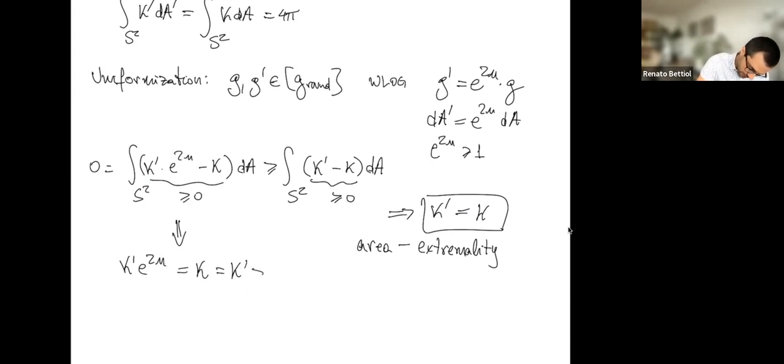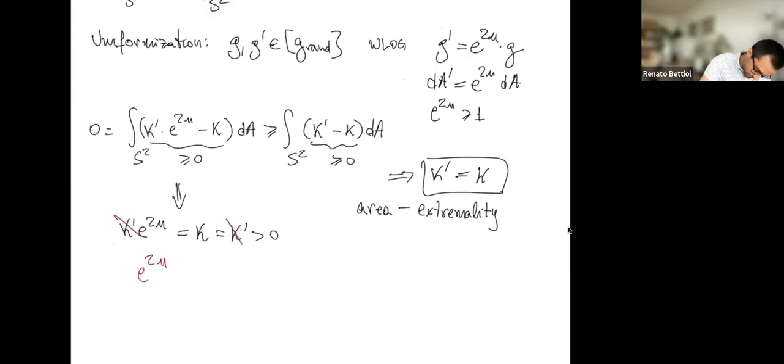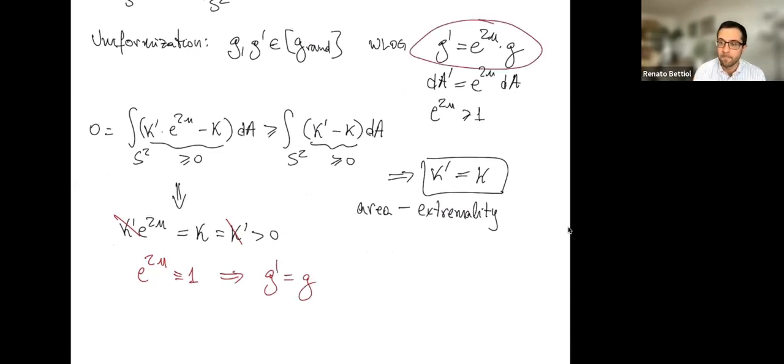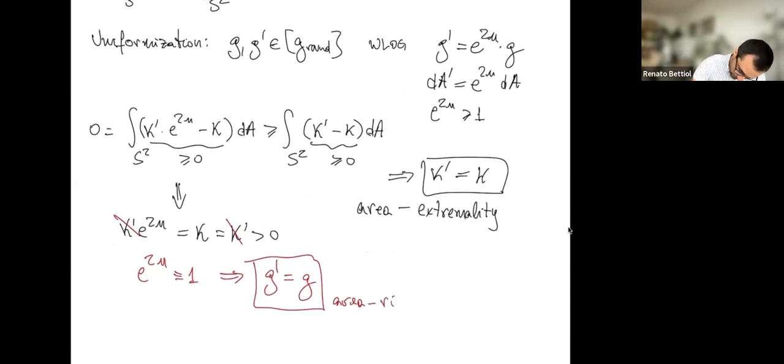But now the fact that this is positive means that I can divide by it everywhere. So I can divide by K prime everywhere, and I end up getting that e to the 2u has to be equal to 1 everywhere, which means that the metrics are actually the same, since they were related like that. So there's a stronger notion of rigidity that comes out here. This is what we call area rigidity.